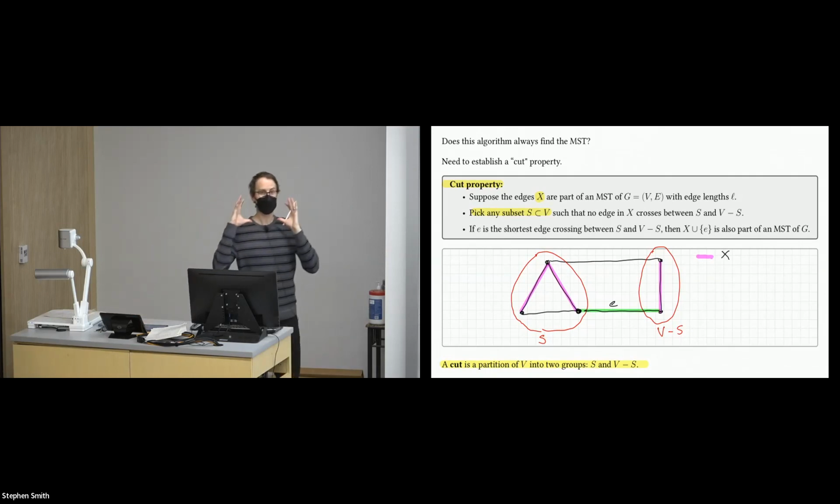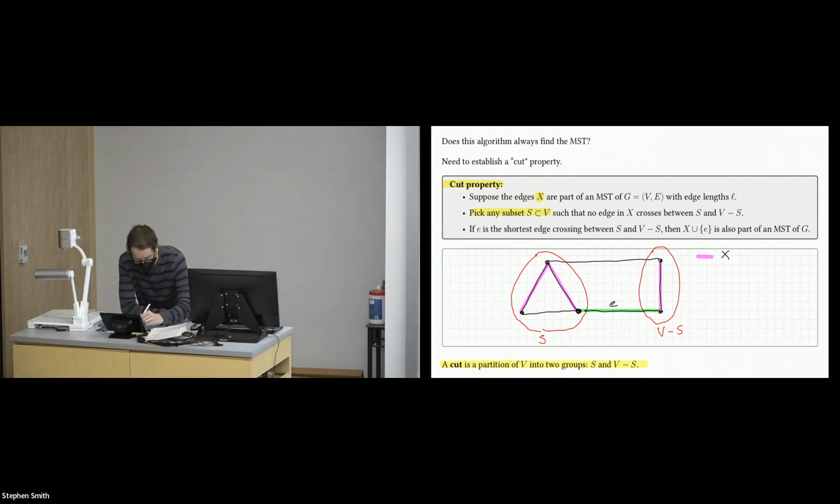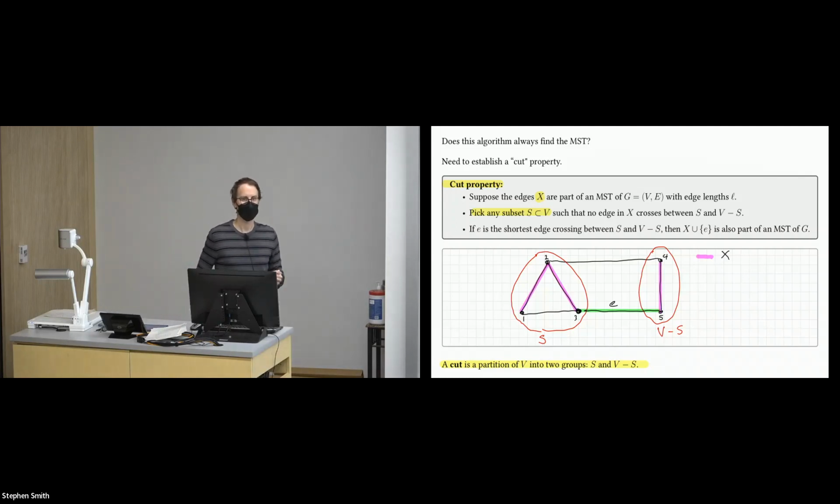So S is just a subset of vertices. Like in this case, if I number these, is that what you're asking? Maybe these are the vertices 1, 2, 3, right? Then S is the set 1, 2, 3, and V minus S is the set 4, 5. Yeah, because X is a set of edges. But it's a good question, right?